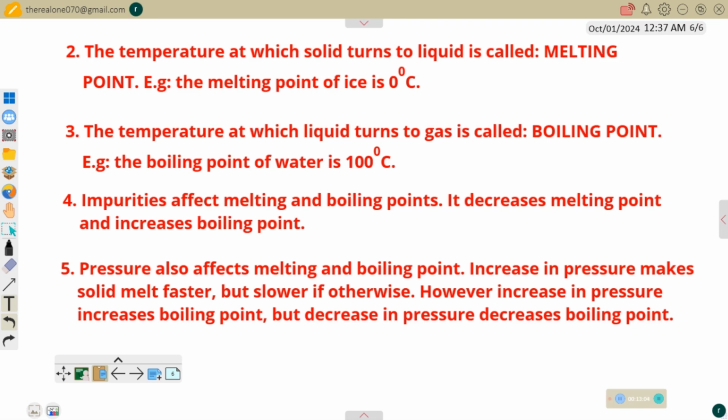So when there is high atmospheric pressure, water will boil at a higher temperature. It will not boil at 100 degrees Celsius. If the atmospheric pressure, which is supposed to be 760 millimeters of mercury, is higher than that, then water will boil at a higher temperature. But lower atmospheric pressure will also lower the boiling point of water, because when there is increased pressure, we need much more energy to boil the liquid.